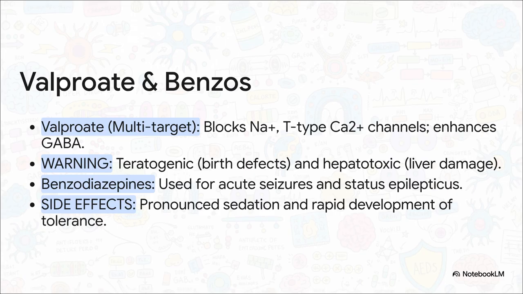Now let's talk about the benzodiazepines, like diazepam. These are our emergency drugs. When someone is in status epilepticus, a dangerous nonstop seizure, these are what we reach for. Clonazepam is an interesting one because it also hits those T-type calcium channels, so it has a role in absence seizures too. The big problem with benzos, though, is the heavy sedation and the fact that people build up a tolerance to them really quickly, sometimes in just a few months, so they're not great for long-term maintenance.